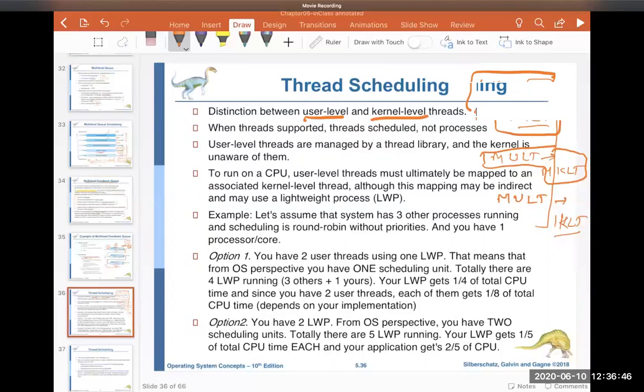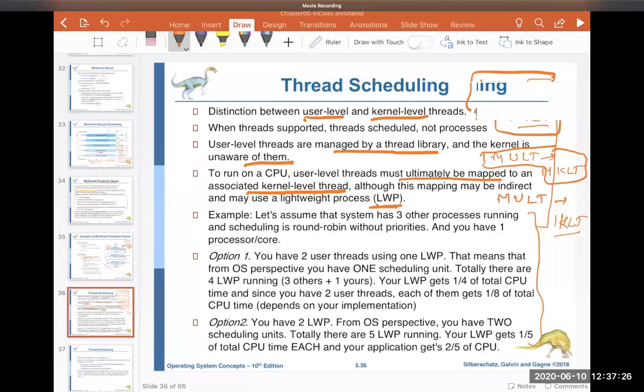User level threads are managed by the thread library, and the kernel is unaware of them. To run on the CPU, user level threads must ultimately be mapped to associated kernel level threads, and those kernel level threads are called LWP. If you remember, we see the number of threads for each process from proc and from top. Those are lightweight processes inside your kernel. So let us assume two scenarios of mapping.